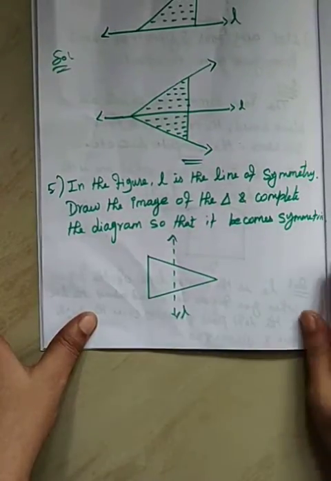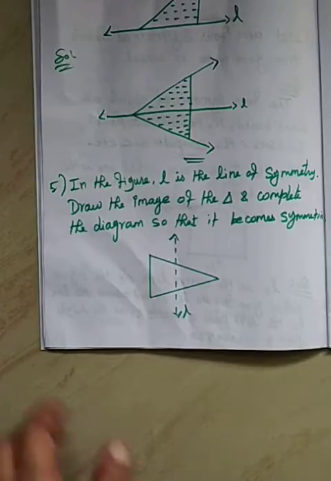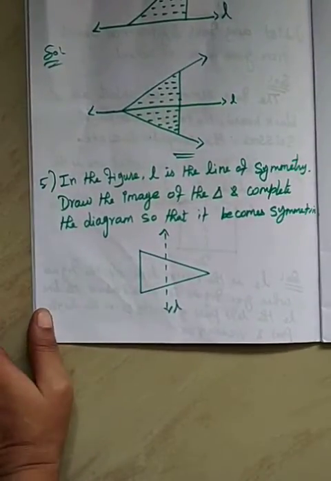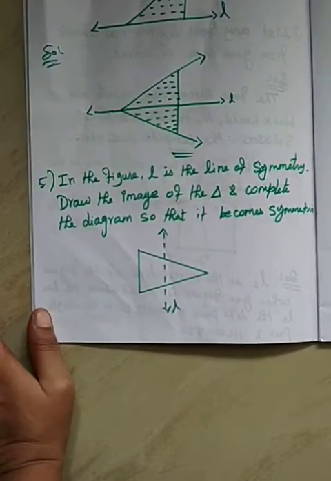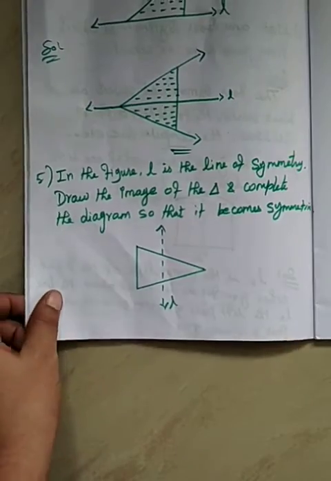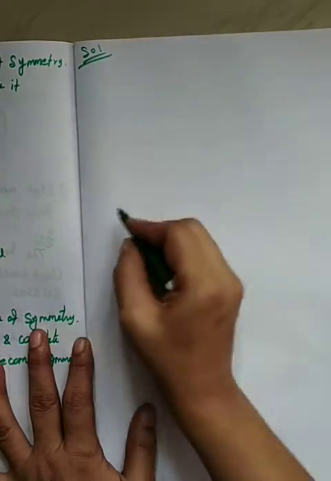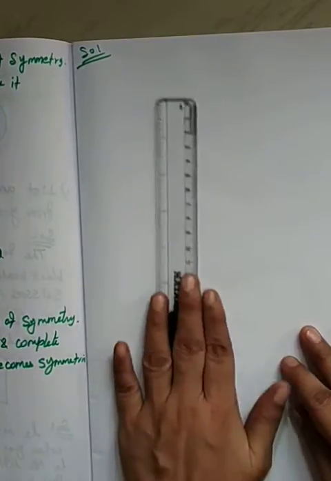See, this is L. What is the question? In the figure, L is the line of symmetry. Draw the image of the triangle and complete the diagram so that it becomes symmetric. How can you draw the symmetric diagram in this one? See here. The right-angled triangle may be drawn as follows to make it symmetric. See here, how can you draw? See here also you can take the same thing.